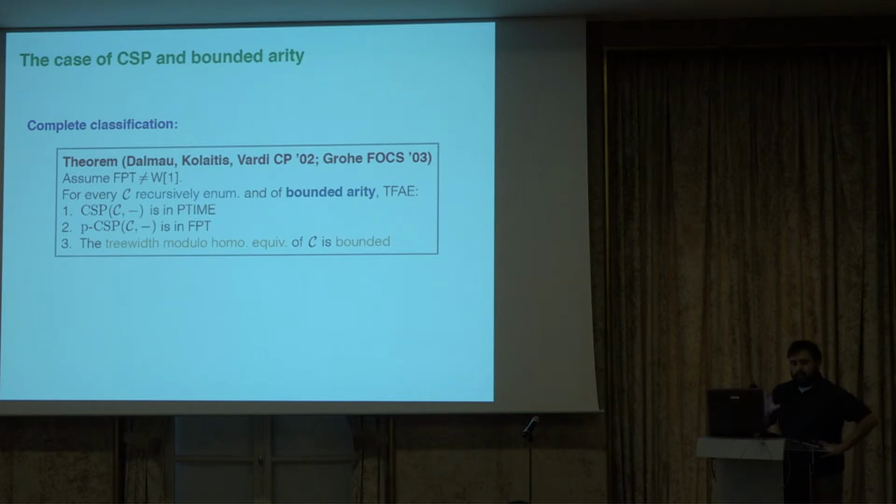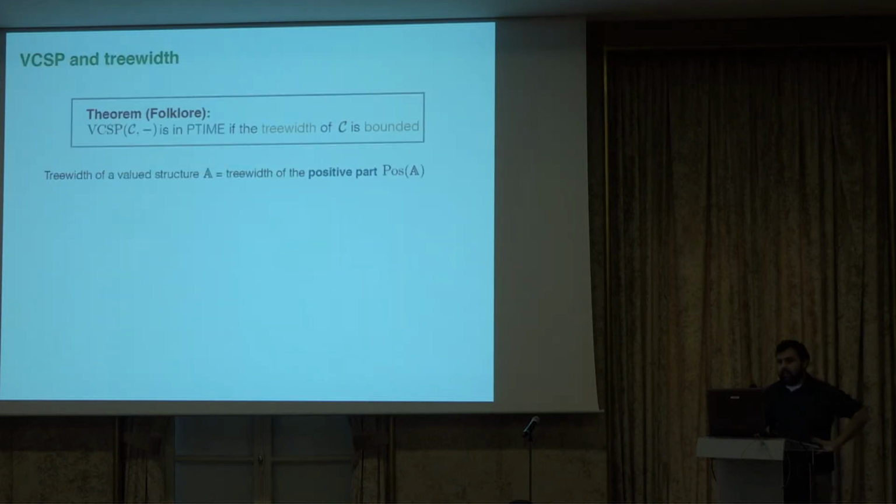So if we put this together, we obtain a complete classification, right? 1 implies 2 is trivial, 2 implies 3 is by Grohe's hardness result, and 3 implies 1 is Dalmau, Kolaitis, and Vardi, okay? So we would like to have something like this for the case of BCSP. That's the goal.